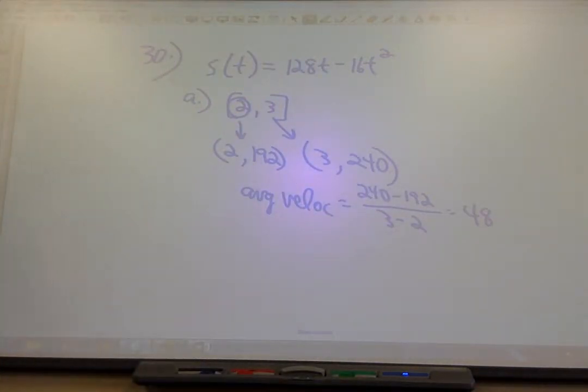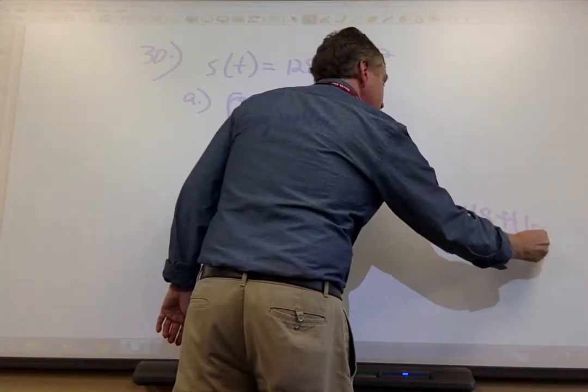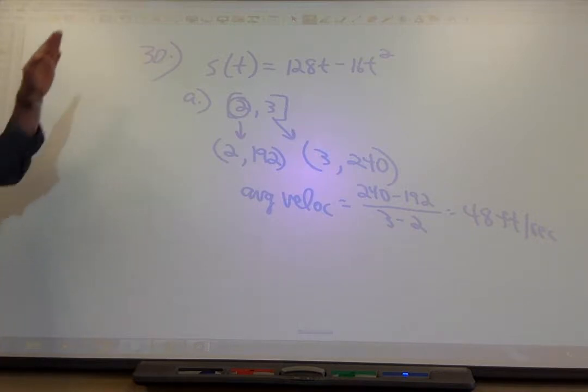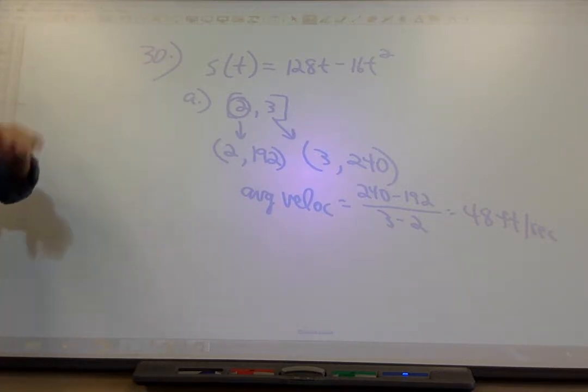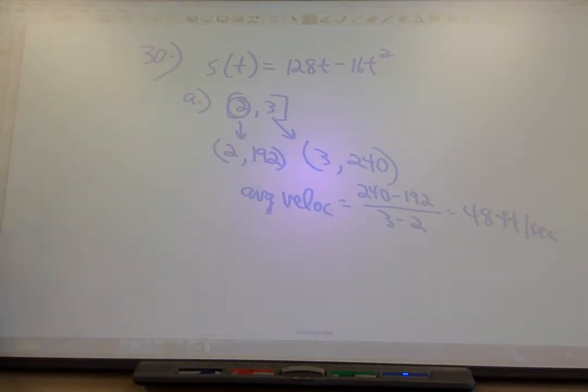48, and the units given were feet per second. So between 2 and 3 seconds, that ball is rising. It's a positive 48 feet per second, wasn't it? That's the average velocity. They also ask you to do it for other intervals. Let's do one more before we move on.